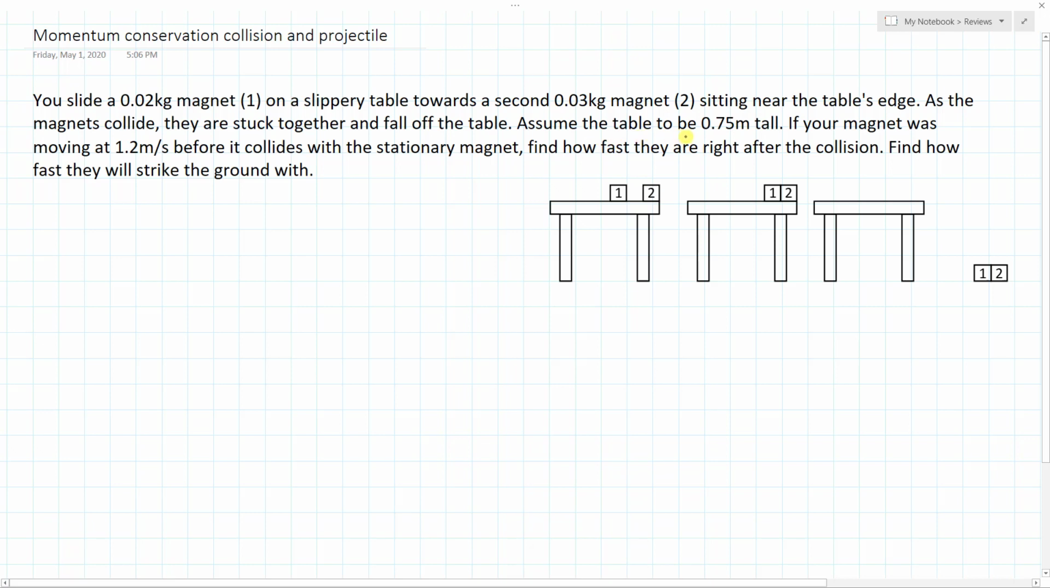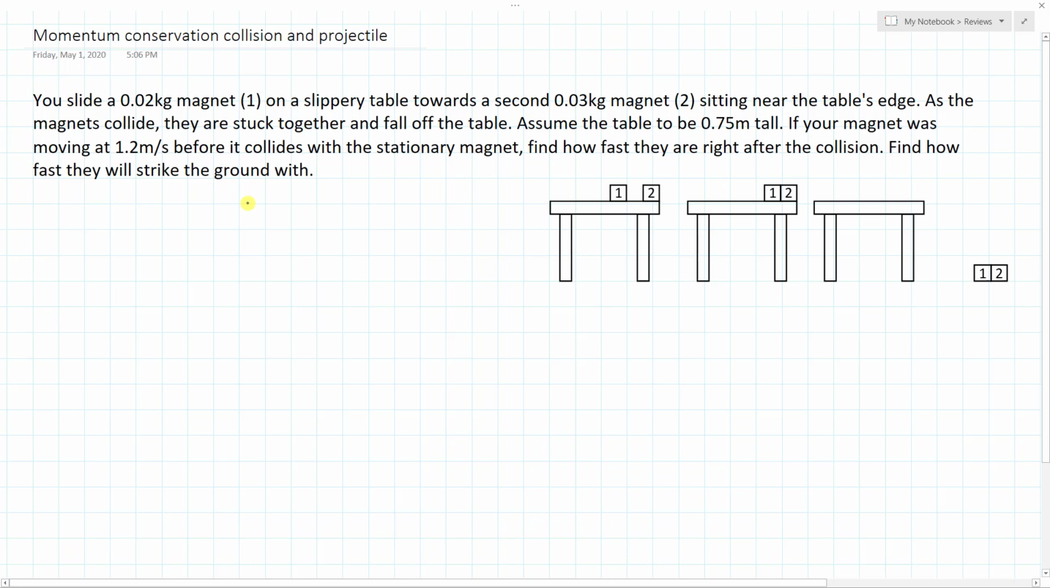Assume the table to be 0.75 meters tall, and if your magnet was moving at 1.2 meters per second before it collides with the stationary magnet, that's number 2, find how fast they are right after the collision, and also find how fast they will strike the ground with.